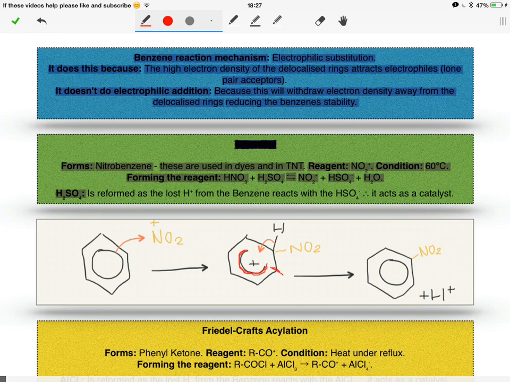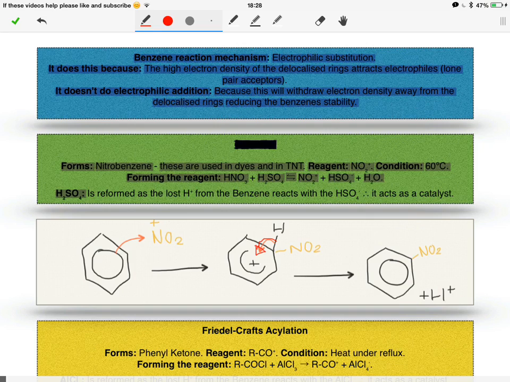And when we do this, what I said before was we don't do an electrophilic addition reaction because this reduces the stability of the benzene, which has clearly happened here because we've not got the delocalized ring. So what happens is the electrons from the hydrogen actually dissociate from the hydrogen and both go inwards towards the benzene ring. And this therefore reforms our benzene ring here, releases the hydrogen, which is here, and forms our nitrobenzene.